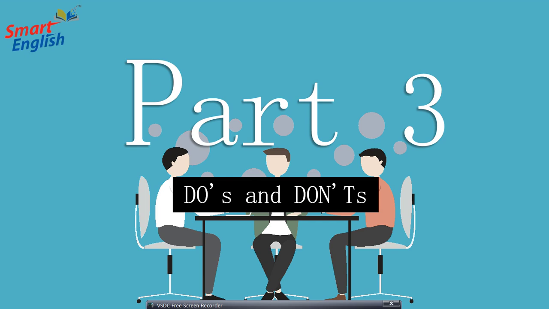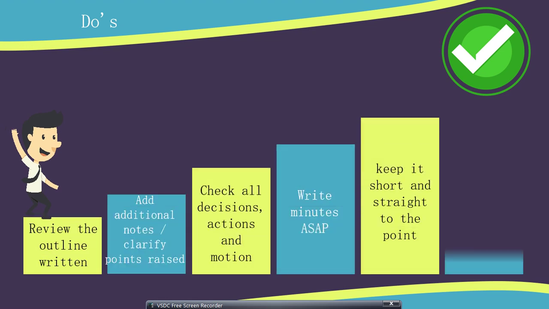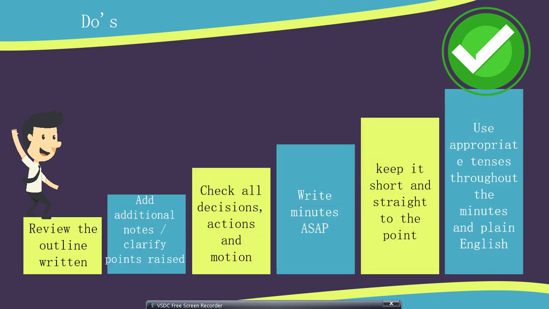So now we move on to the next part, which is do's and don'ts. Let me start with the do's. The first one is we must review again everything that we have jotted down. Make sure it is in order and only include important things. Secondly, add additional notes if needed. It is important so that no decision or action will be missed.